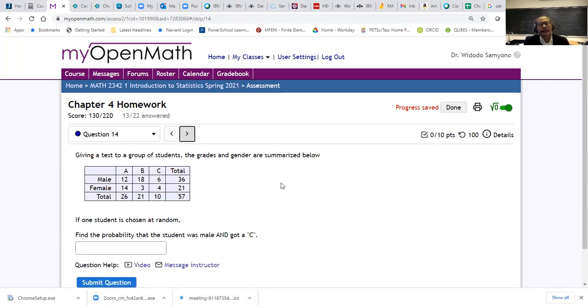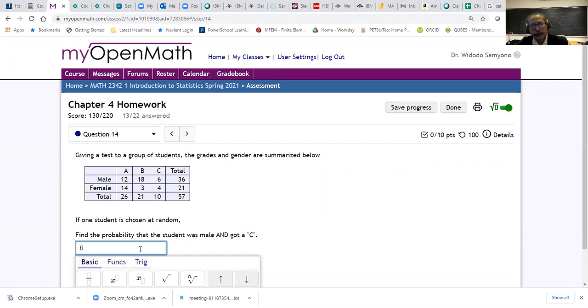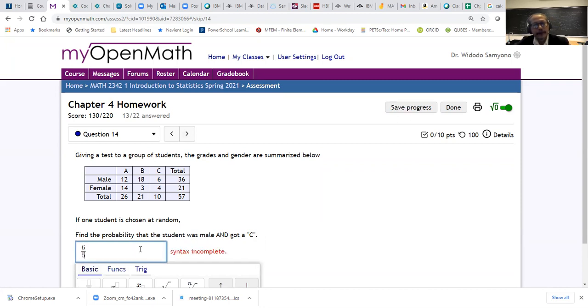Number 14. Okay. So the probability that the student was male and got C. Male is this column, right? And got C is this column. So the answer is 6 over the total. Yeah, so the answer is 6 over 57.